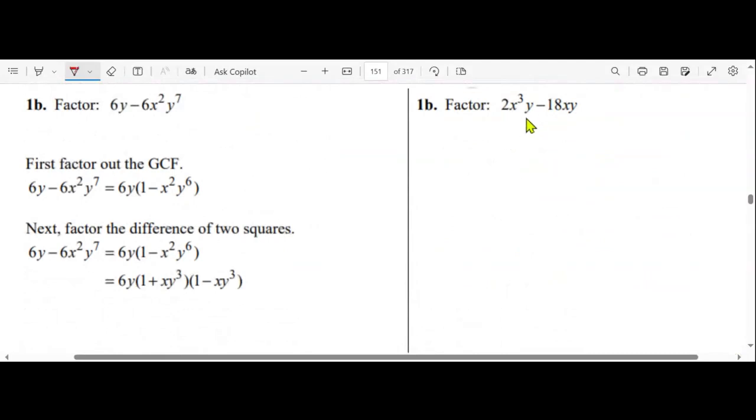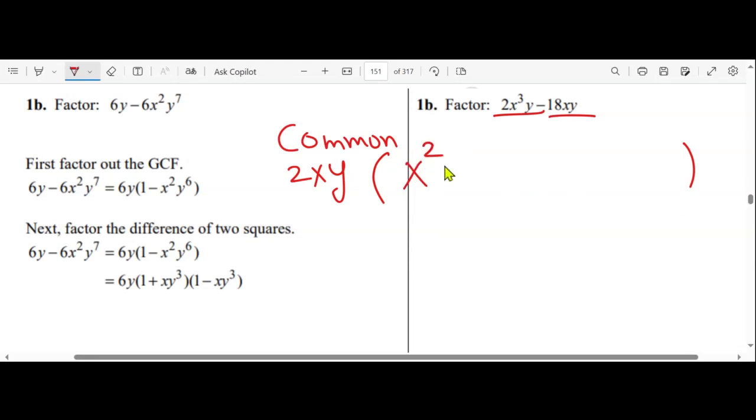Who can tell me what's the answer? First, do I have anything common? What is common? Y. Y is common. Good. What else? XY. 2xy. Good. So I have to divide this by 2xy. Who can tell me? If you divide, x squared, good. Minus 9. That's it, right?